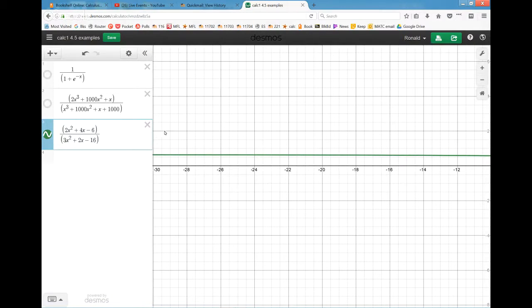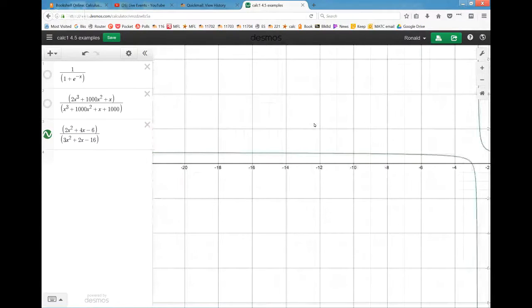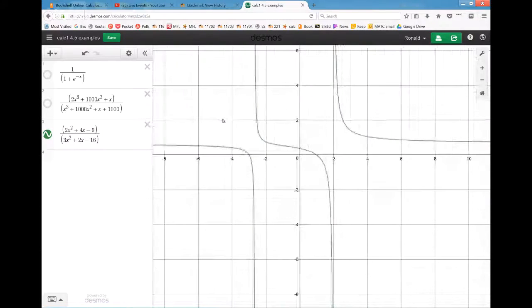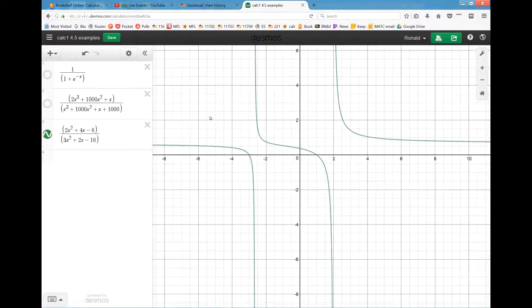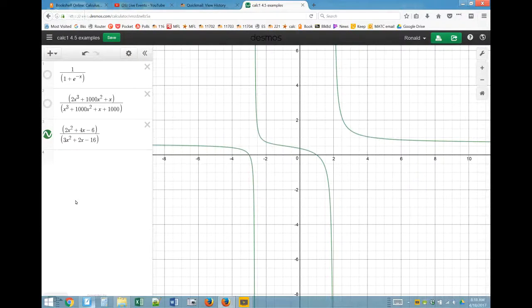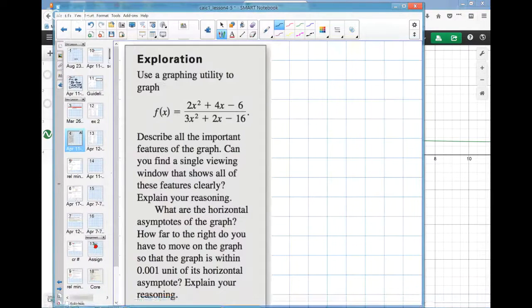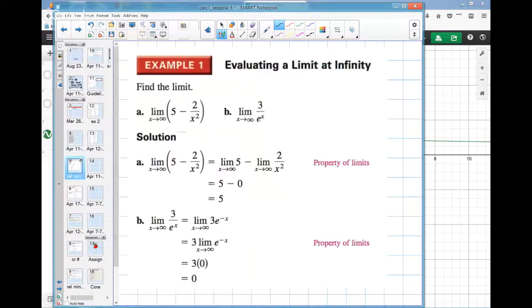Okay, so that's just a little introduction. We're going to learn a quick rule for dealing with some of that stuff. So take a look at this. You see how all these limits on this page in example 1 are x approaching infinity? All of these are approaching positive infinity.